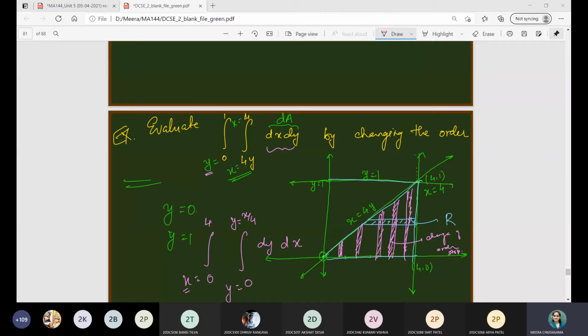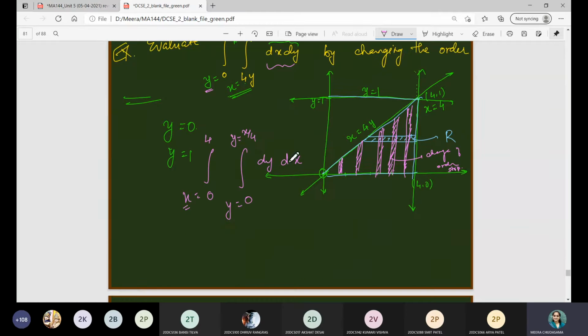Okay. If you don't get this idea, then you will have a problem in the integrations everywhere. So please, if you have any doubt here, ask me the question and solve your query. Okay. So let us now solve this example.